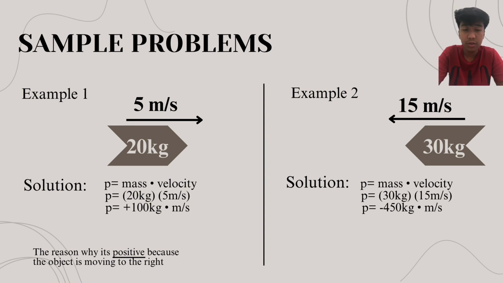Example number 2. An object is going to the left. The object is 30 kilograms in weight, approximately 15 meter per second. So the solution is P is equal to mass times velocity. P is equal to 30 kilograms times 15 meter per second. So the final answer is negative 450 kilogram times meter per second.